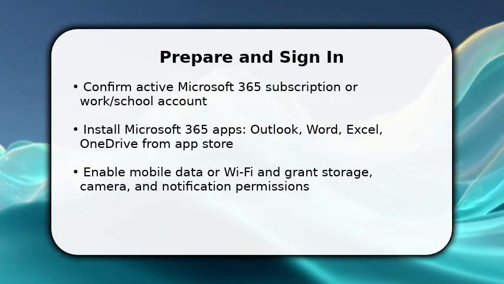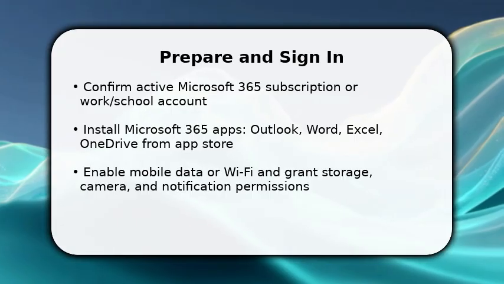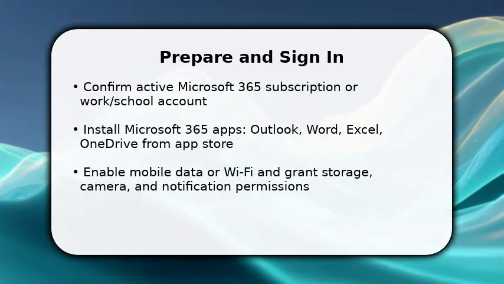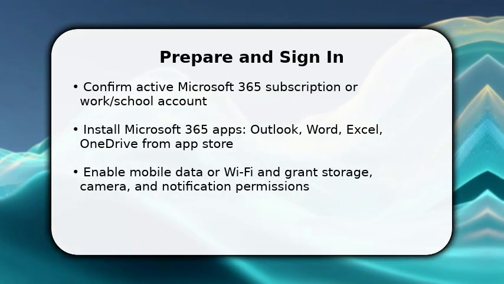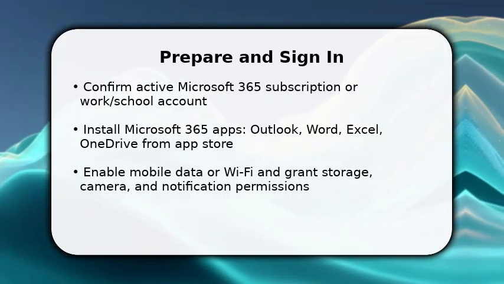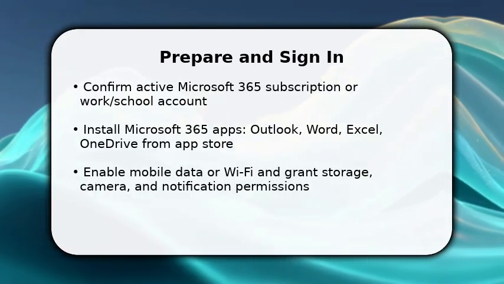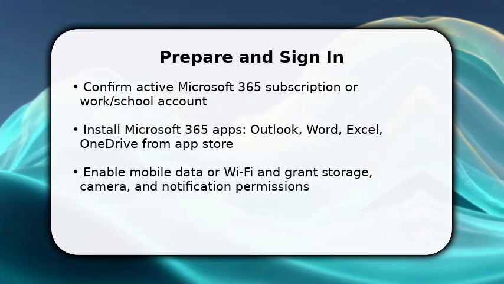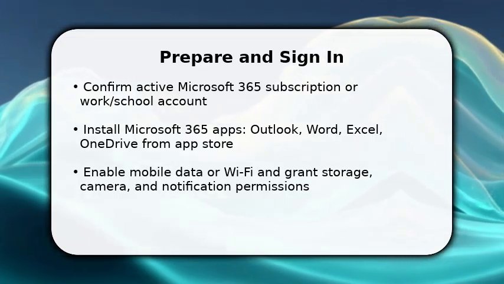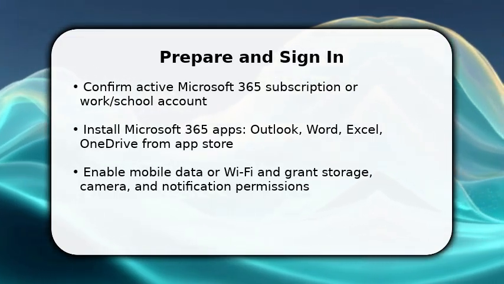You start by making sure your account and apps are ready. Open the app you want, tap Sign In, and enter your Microsoft 365 email and password. If prompted, choose Work or School versus Personal so you get the correct policies. Once signed in, allow required permissions so syncing and attachments work.